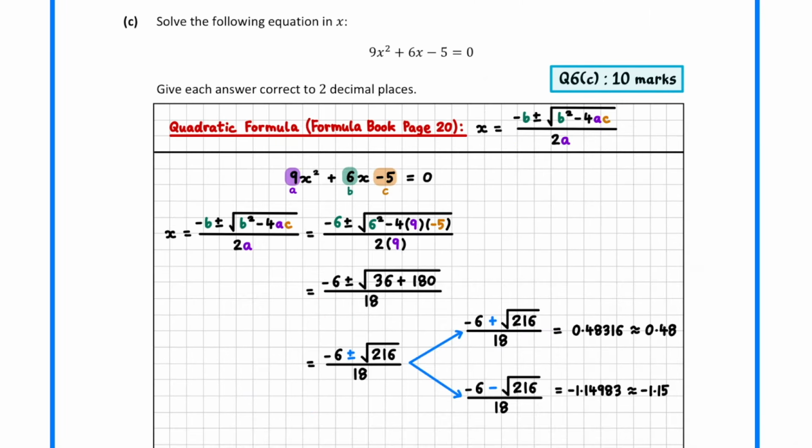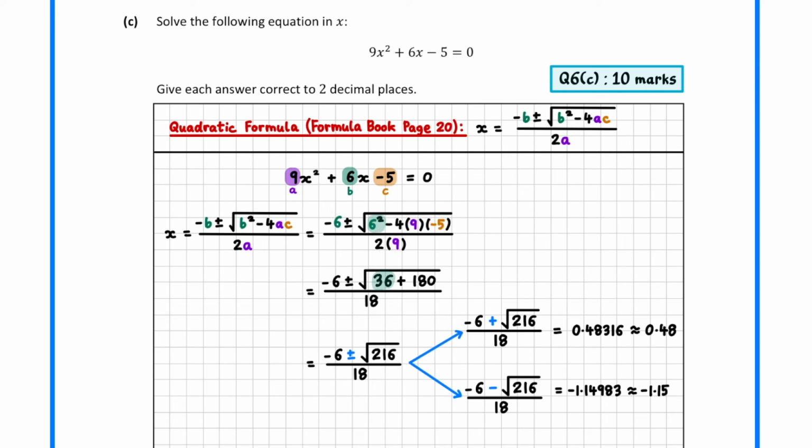In part C, we must solve a quadratic equation. We can do this using the quadratic formula. A represents the number in front of the x squared, which is 9. B is the number in front of the x, which is 6. And C is the number by itself, which is minus 5. We sub these values into the formula, and then simplify.